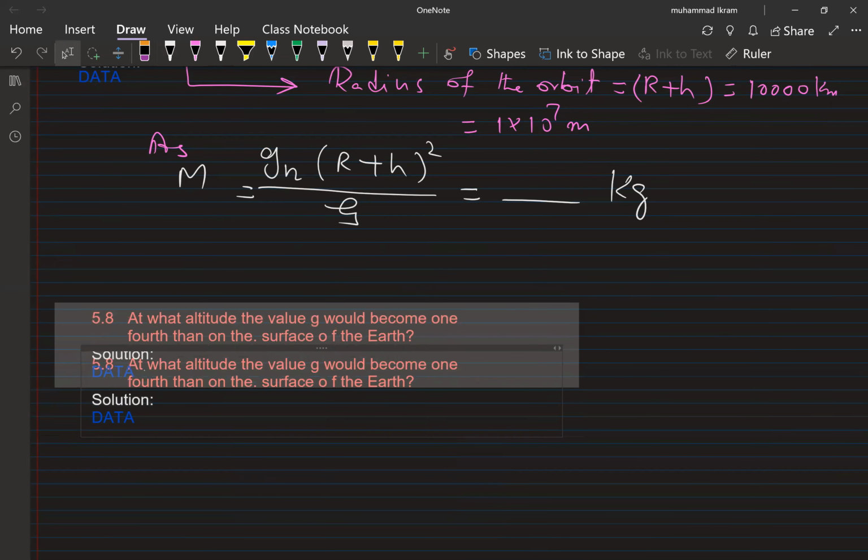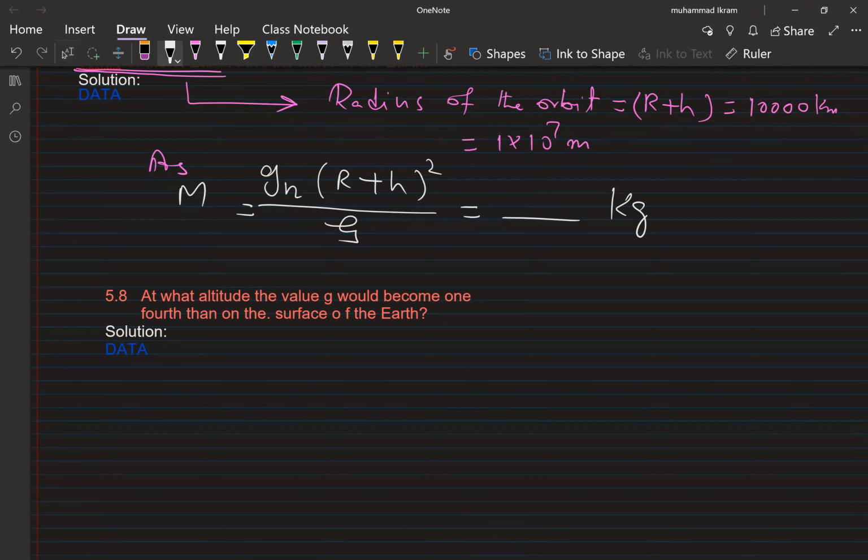Look here, at what altitude would the value of g become 1/4 of that on the surface of the earth? So look, at what altitude would the value of g become 1/4? So g at that height h is given as g into 1/4, that is 1/4 of the value of g on the earth. So they say find that altitude, that height.